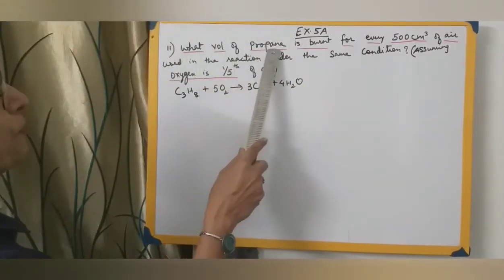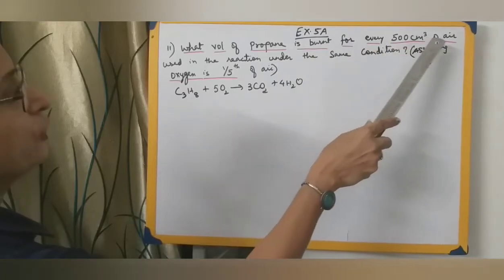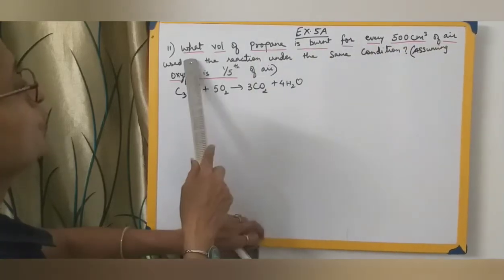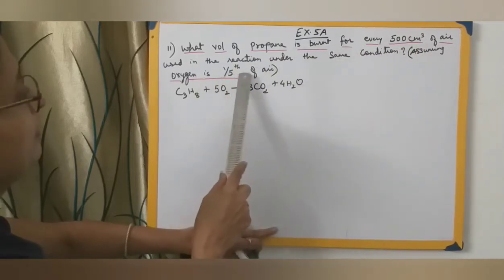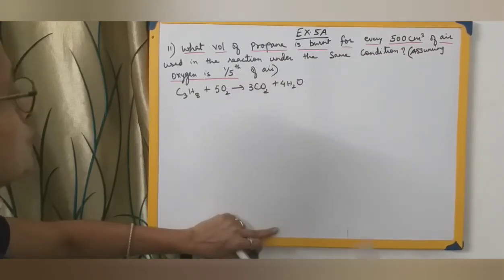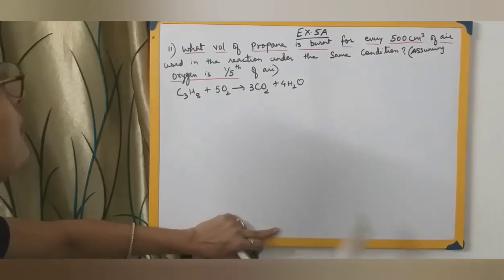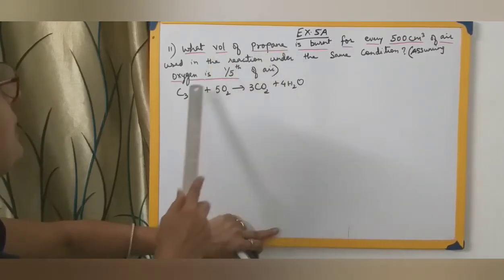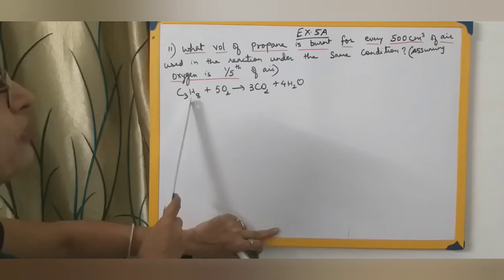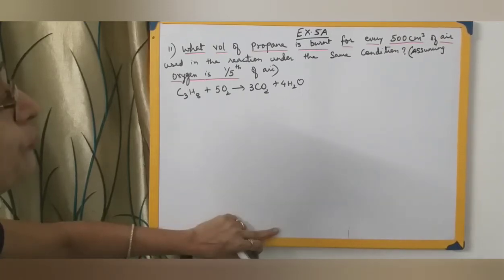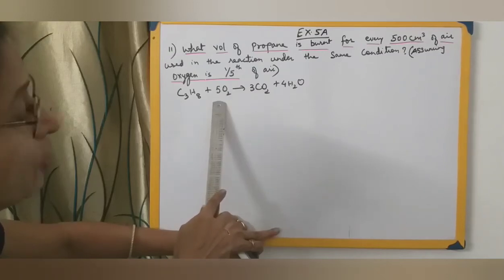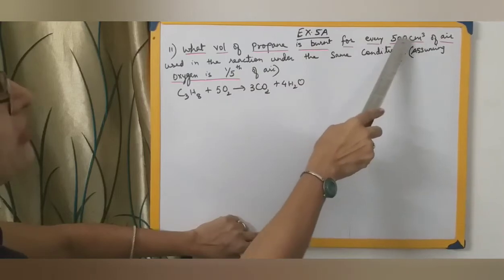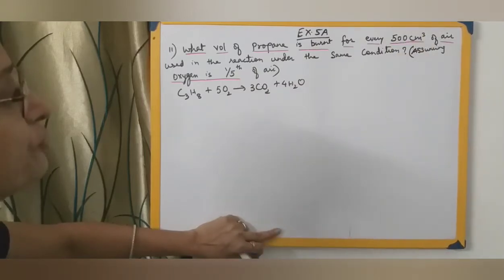What volume of propane is burned for every 500 cubic centimeter of air used in the reaction under the same condition, assuming oxygen is 1/5 of air? So this is the given equation, that is, how much of this propane has been burned for every 500 cubic centimeter of air. They have asked for air, and in the equation what have we been provided? Oxygen. So that means we have to find out how much oxygen 500 cubic centimeter of air contains.